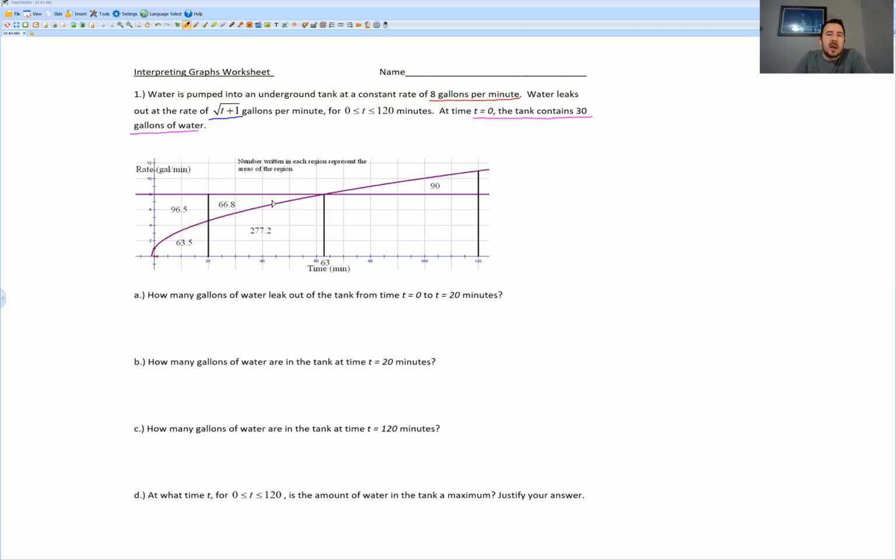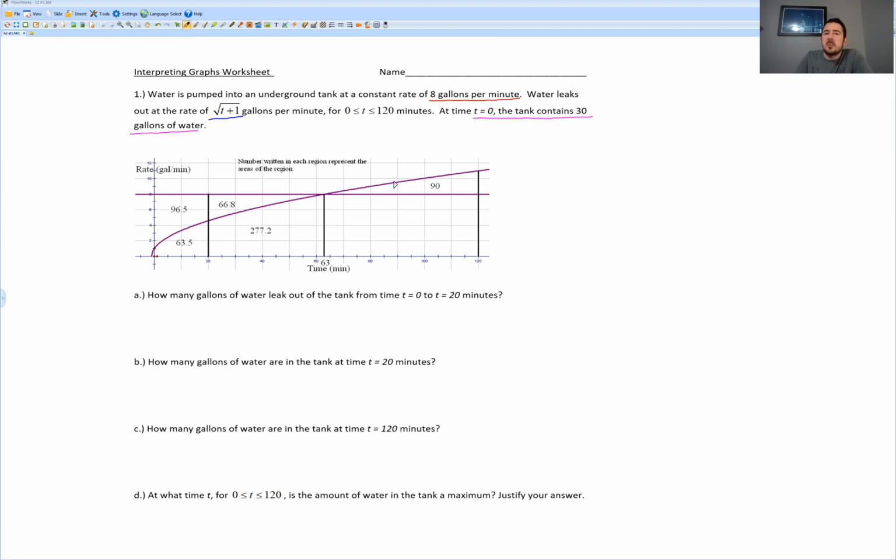So here we have a graph that's already been given to us. Now we're going to highlight some important information from that. We have water being pumped in at a rate of 8 gallons per minute. Notice that our y-axis here is rate. So the y values are not telling me how much water is in the tank. The y values are telling me, at specifically that time, say 80 minutes, the rate at which water is going in and the rate at which water is going out.